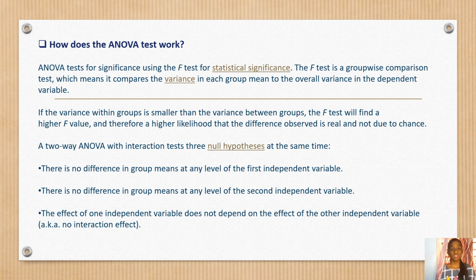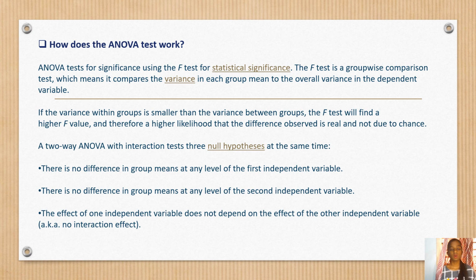So next, we'll see how the ANOVA test works. ANOVA tests for significance using the F test for statistical significance. The F test is a group-wise comparison test, which means that it compares the variance of each group mean to the overall variance in the dependent variable. If the variance within the groups is smaller than the variance between the groups, the F test will find a higher F value, and therefore a higher likelihood that the difference observed is real and not due to chance.